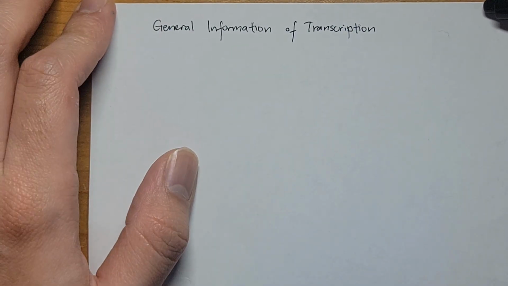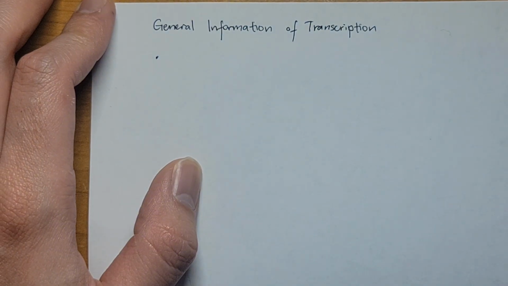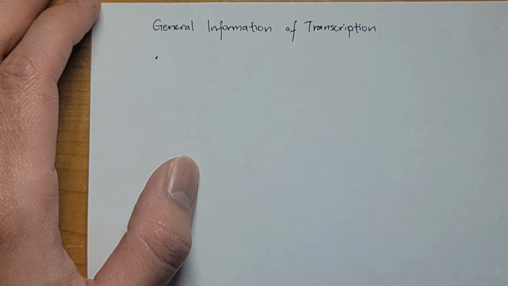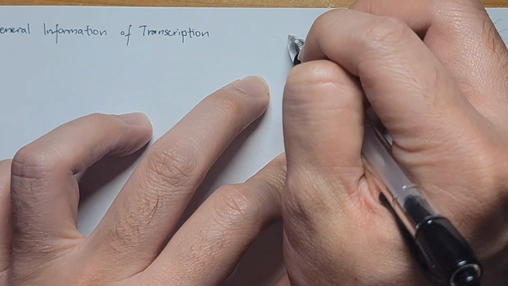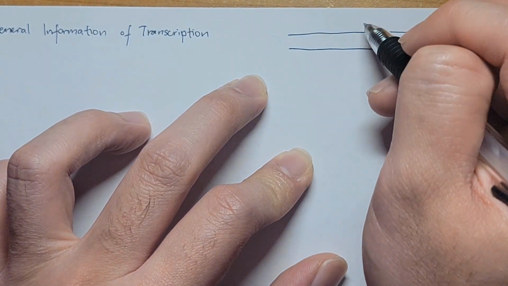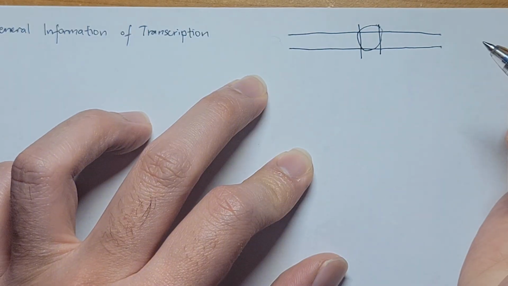So the general info for transcription is that unlike DNA replication, where we make the whole DNA sequence again, transcription only focuses on the gene. If you remember from your class or our terminology videos, the gene is only a specific part of the DNA. If this is your DNA, the gene will be just this specific sequence over here.